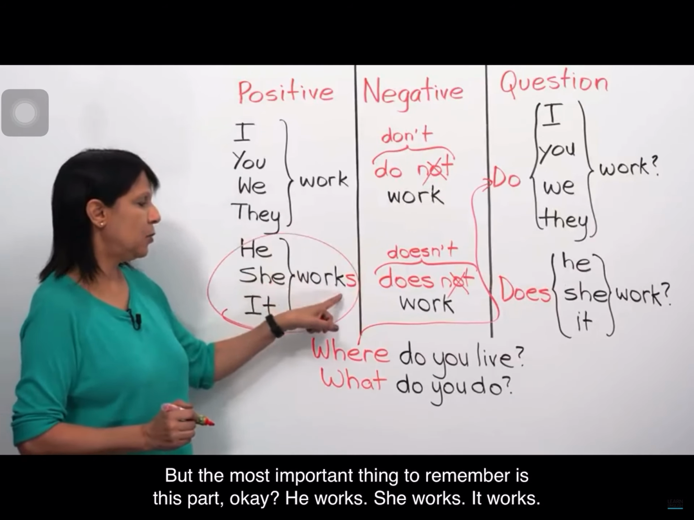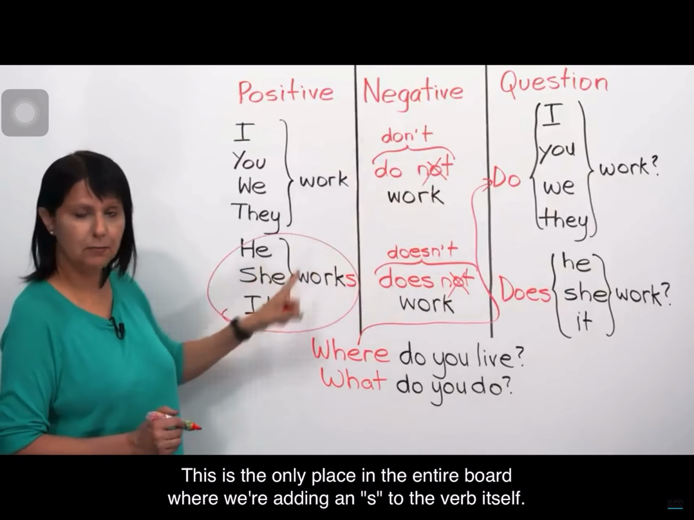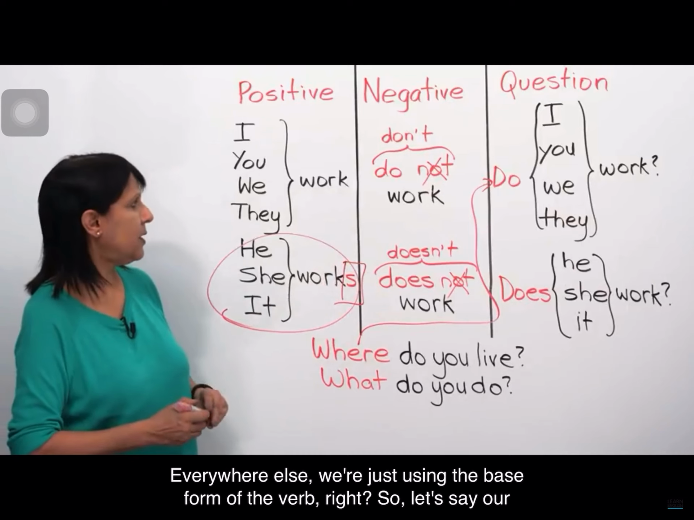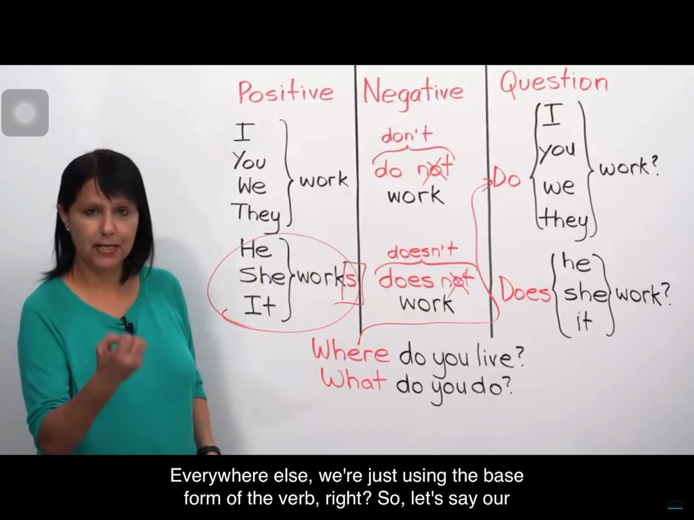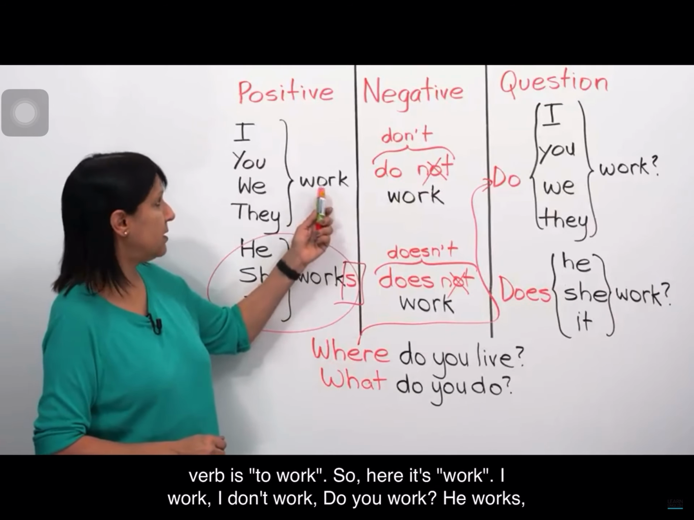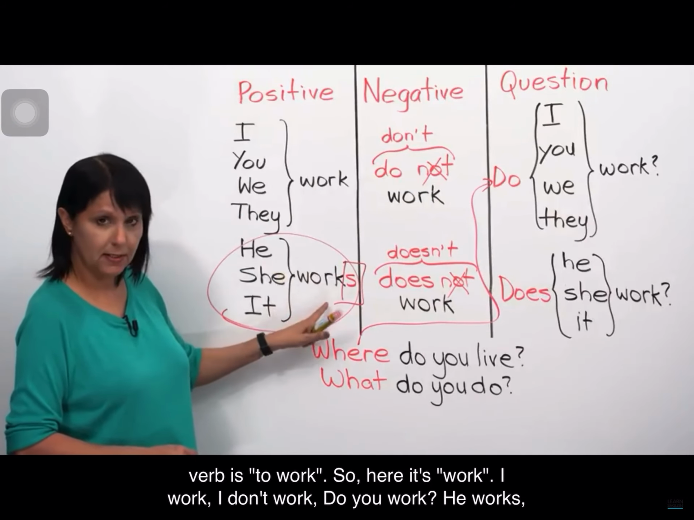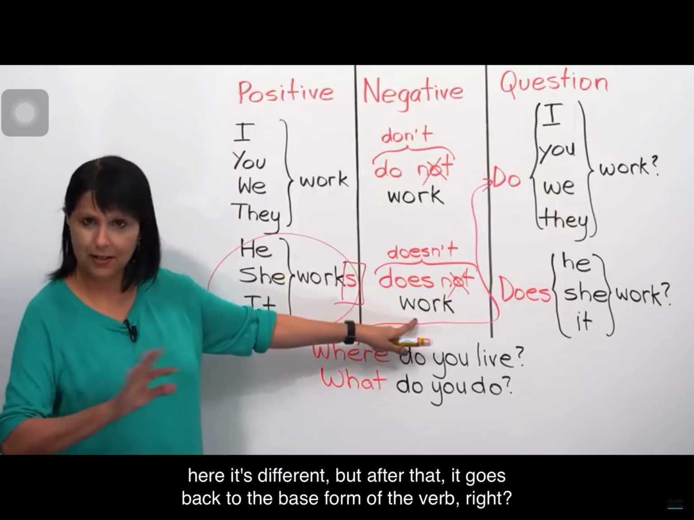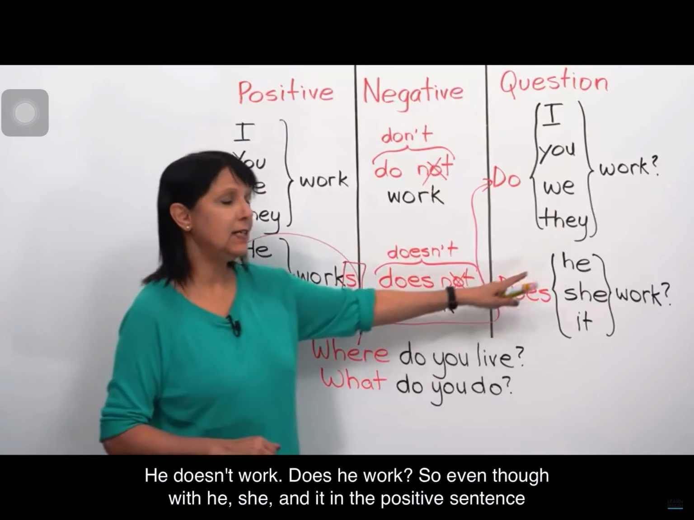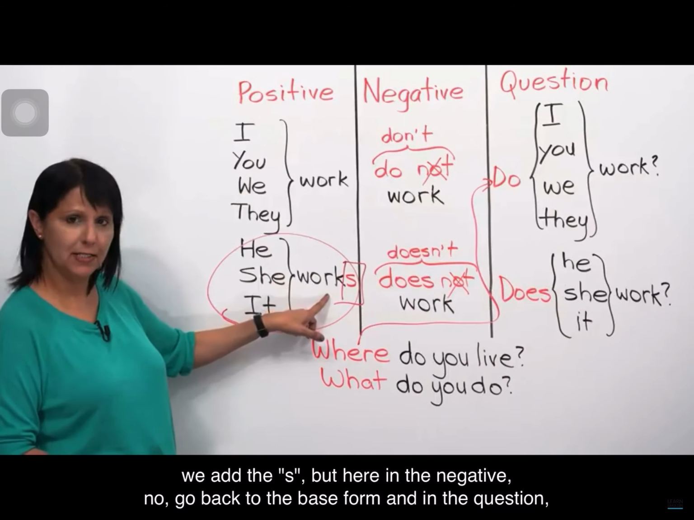But the most important thing to remember is this part. Okay? He works. She works. It works. This is the only place in the entire board where we're adding an S to the verb itself. Everywhere else, we're just using the base form of the verb, right? So let's say our verb is to work. So here it's work, I don't work, do you work? He works. Here it's different. But after that, it goes back to the base form of the verb, right? He doesn't work. Does he work?